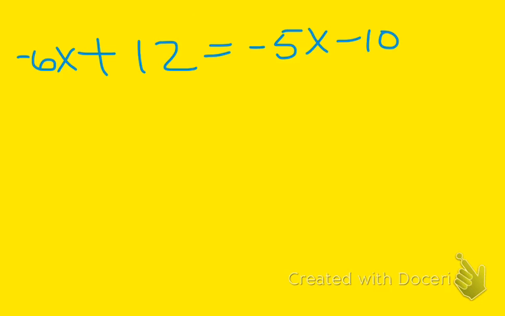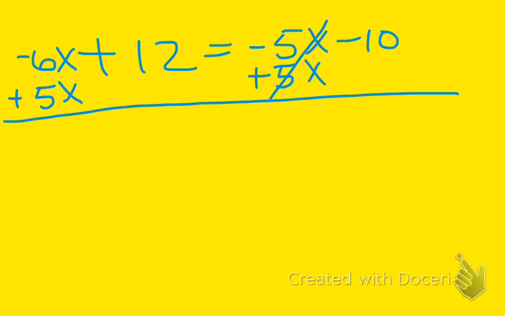Okay. We're going to start moving some things over. What do you want to move first? The x's. Okay. Do you want to move the negative 5 or the negative 6? Negative 5. Okay. So we're going to add the 5x to the other side, and I'm writing it over with the other x because they're like terms. That goes away, leaving me negative 10 on this side. What's negative 6x plus 5? Negative 1. Very good. So I'll just write it negative x.